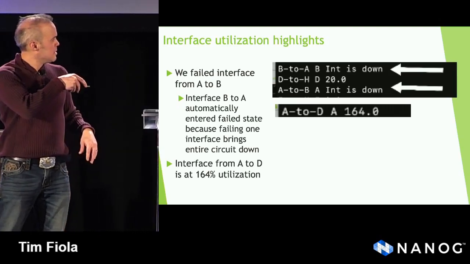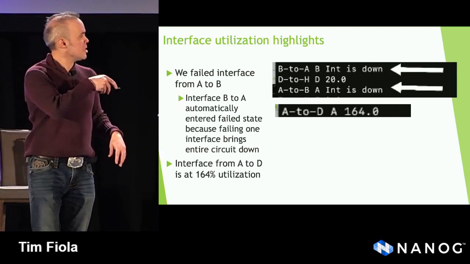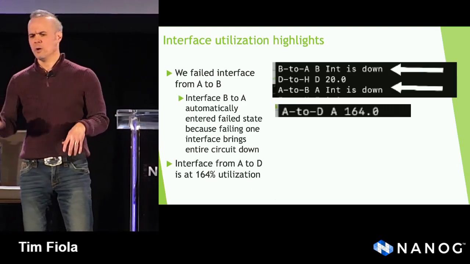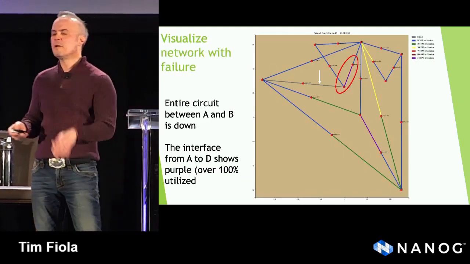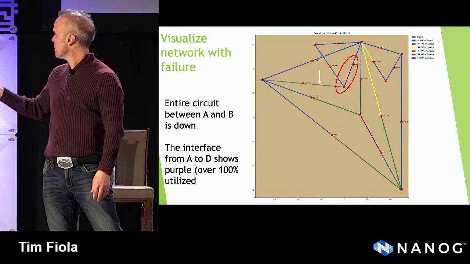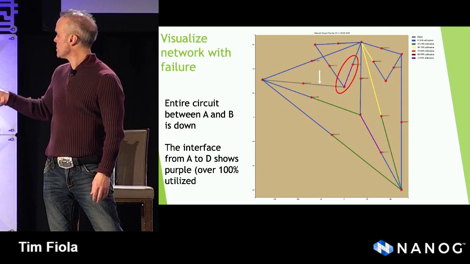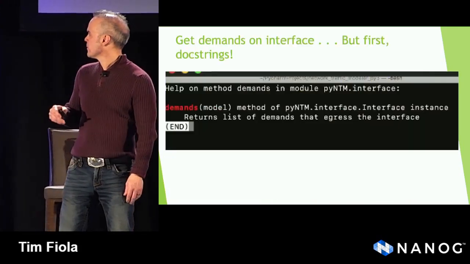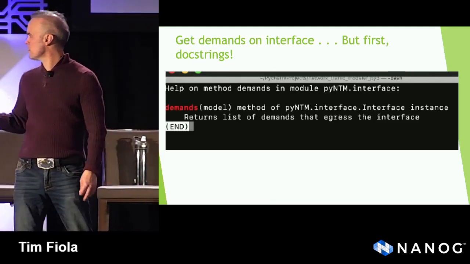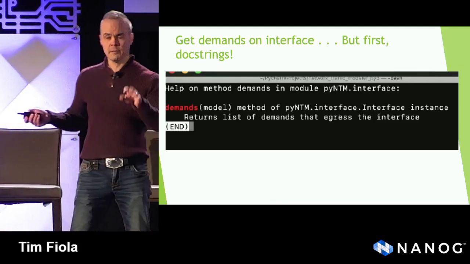And the other interesting piece of information here is our utilization on A to D went to 164%. Wow! What's causing that utilization? Here's the quick visualization. Failed circuit, interface we're looking at. It's very saturated. So this is just me showing off how I have doc strings. They're real, they're a thing, necessary.